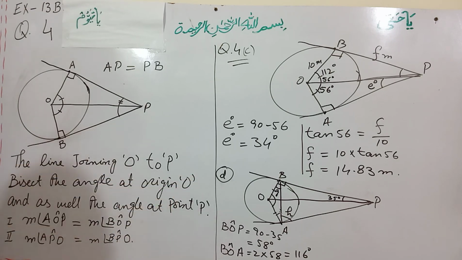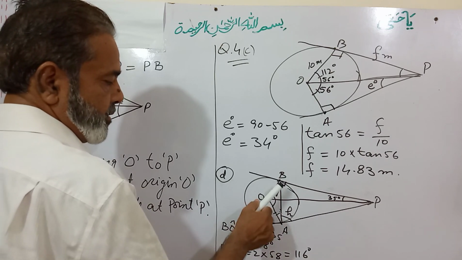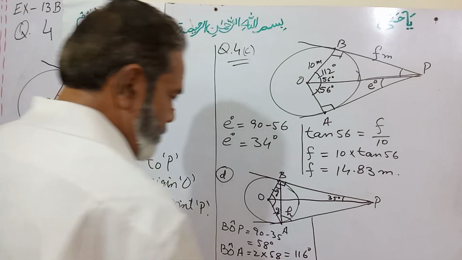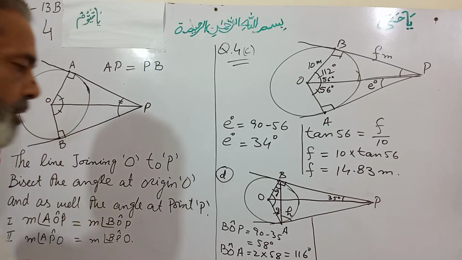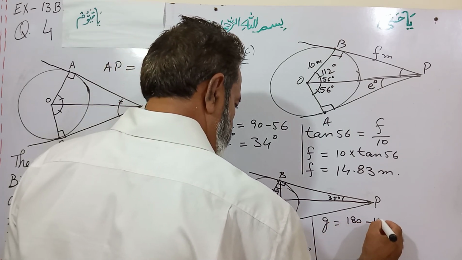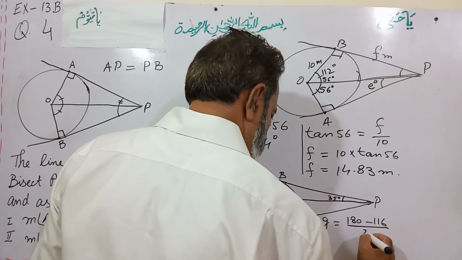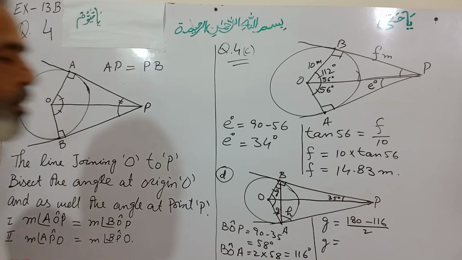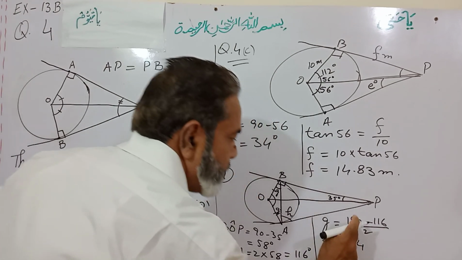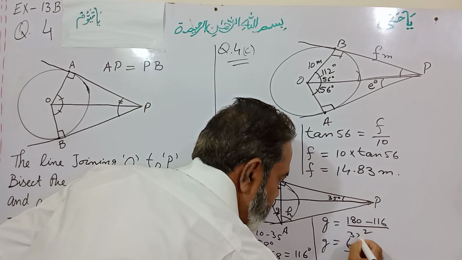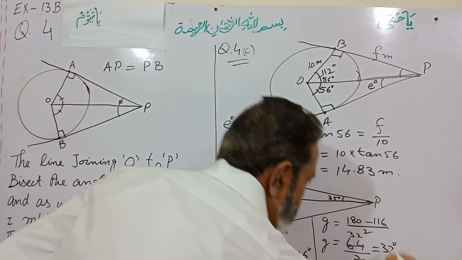Now we can easily find angle G, because this is your isosceles triangle. If this one is G, so this one is also G. Using the rule of an isosceles triangle, G is equal to 180 minus 116 over 2. So G is equal to 64 over 2, which is 32 degrees. So G is equal to 32 degrees.